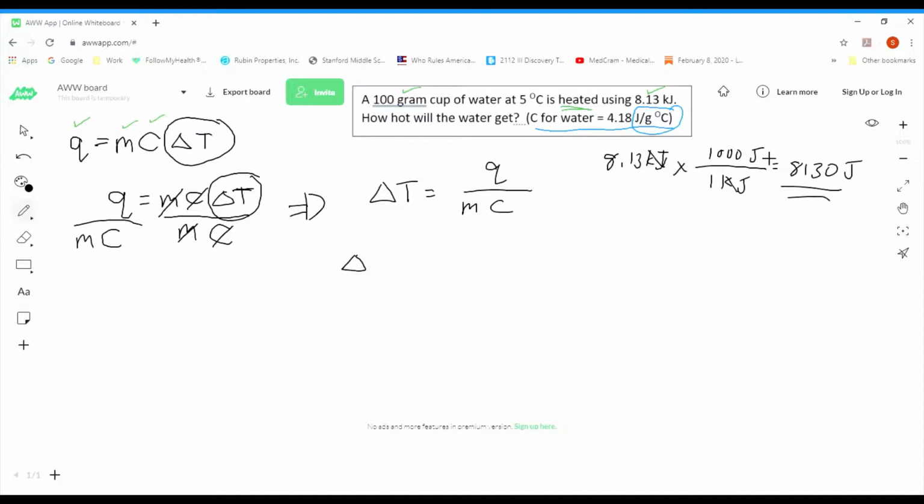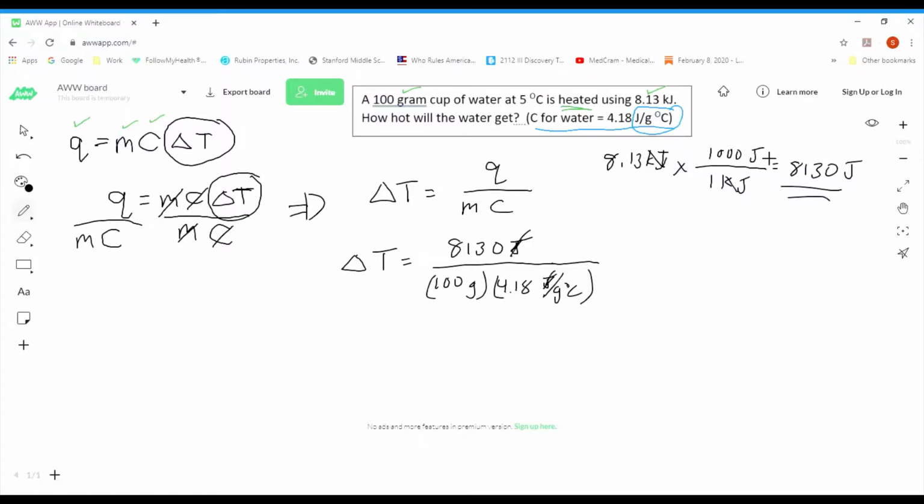So our delta T here, our change in temperature, is going to be Q, 8,130 joules, divided by the mass, which is 100 grams, right from the problem, times C. The C is 4.18 joules per gram degrees Celsius. And once again, our units are going to start canceling out. You can see even before we do the calculations, the joules here cancel out with the joules here.